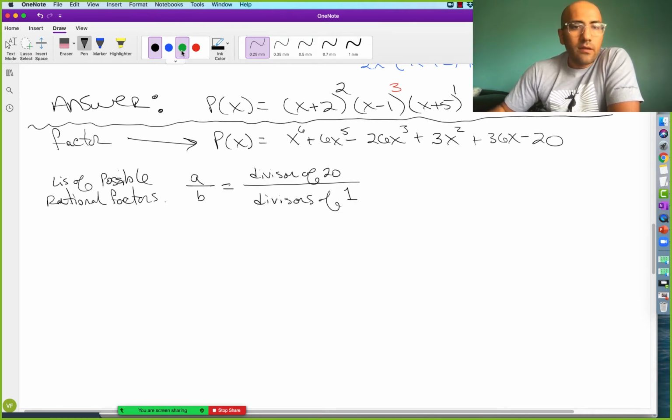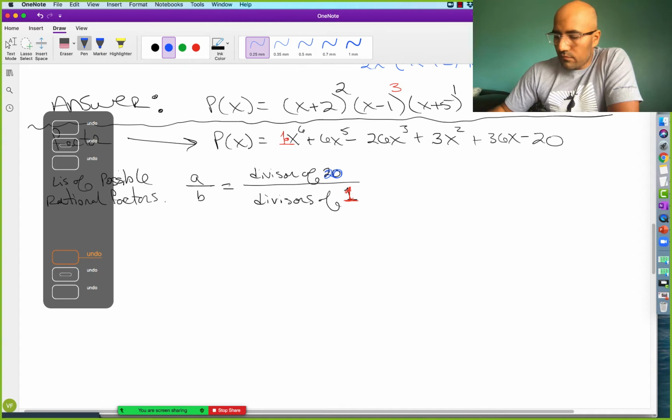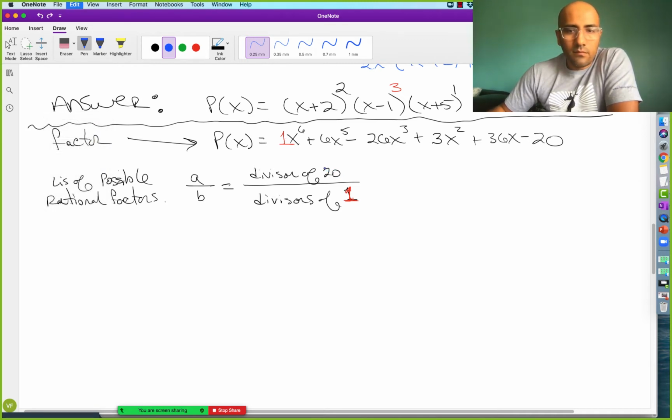Where this 1 comes from is this 1 right here, the 1 in there, and the 20 is the constant at the end here. This 20. That's like the first and last numbers, once you've written it in this descending order, right?